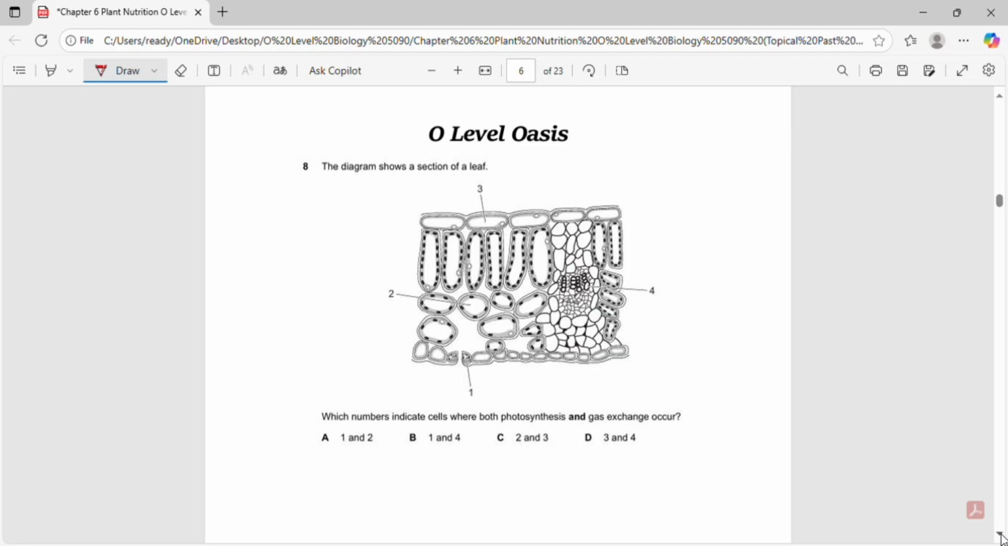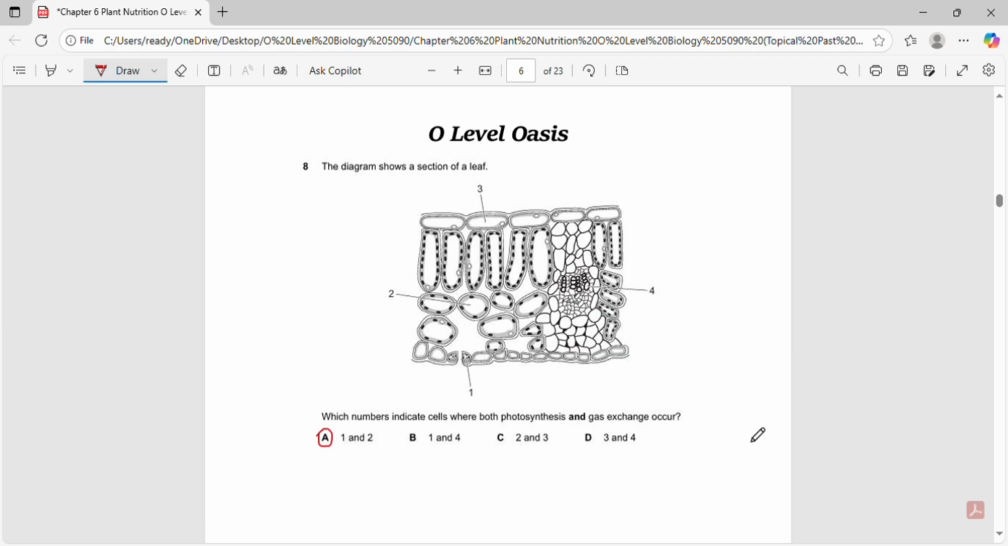That leaves us with 1 and 2, the guard cells and the spongy mesophyll. Both of these are involved in gas exchange. Guard cells control the opening and closing of stomata to let gases in and out, and spongy mesophyll has air spaces that help with gas movement. Also, both of these cell types contain chloroplasts, so they carry out photosynthesis as well. So, the only 2 parts that do both, gas exchange and photosynthesis, are 1 and 2. That's why the correct answer is option A.